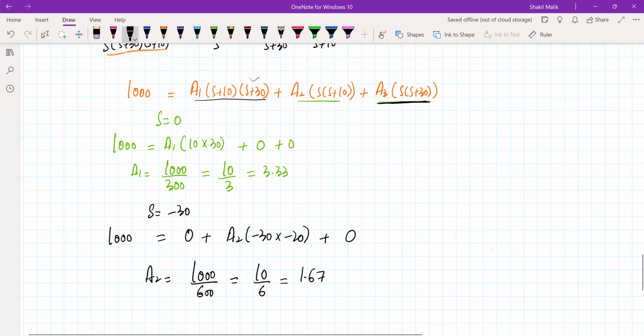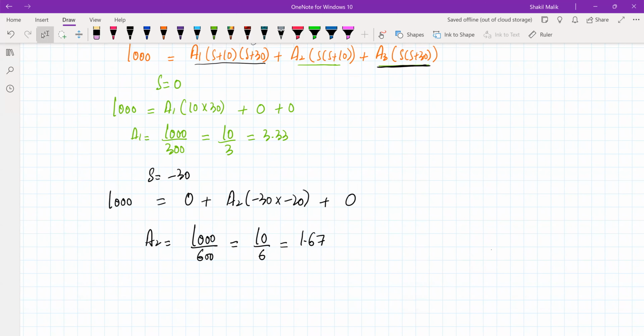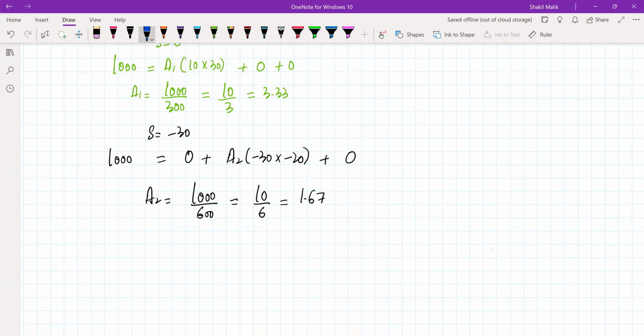Please confirm these values. Now to get a3, we'll try to make this term and this term go equal to 0. So when will these two terms be equal to 0? We have s plus 10 here and s plus 10 here, and there is no s plus 10 in this term. So if I put s equal to minus 10, we'll get the answer.